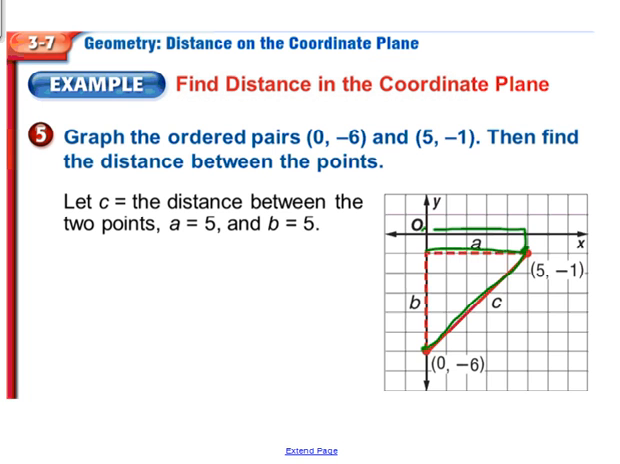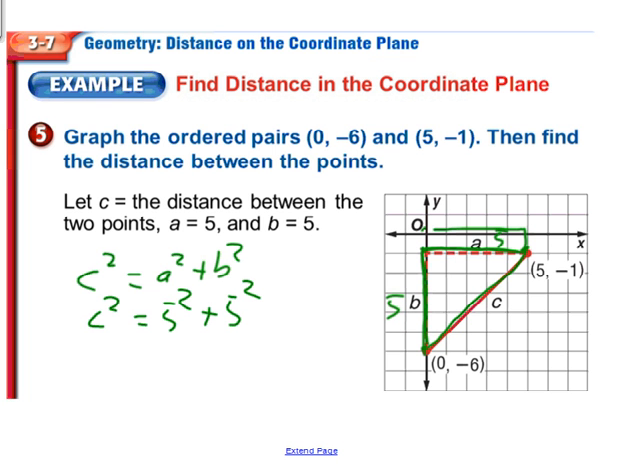I hope you can see that this is a right triangle. The distance down this side is 1, 2, 3, 4, 5. 5 units. The distance here is 1, 2, 3, 4, 5 units here. So I'm going to say that side C, it is a right triangle, side C squared is equal to A squared plus B squared, which in this case side C then would be equal to 5 squared plus 5 squared. Side C squared then is equal to 25 plus 25. All right, 25 plus 25 is 50.